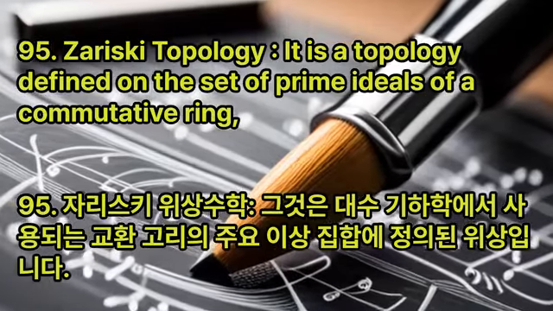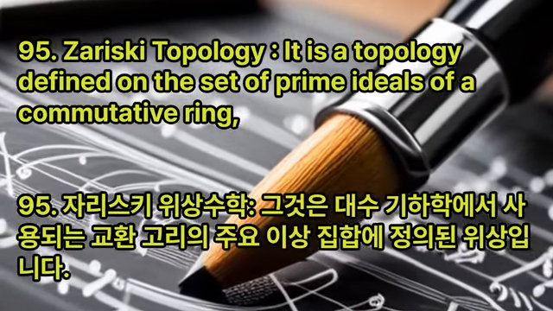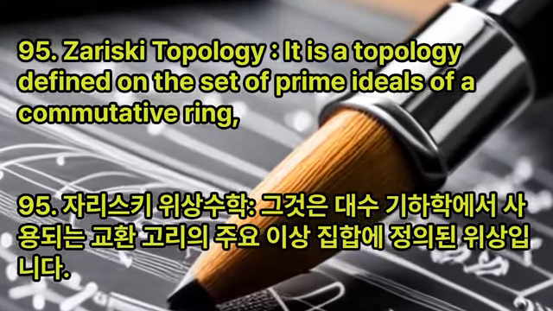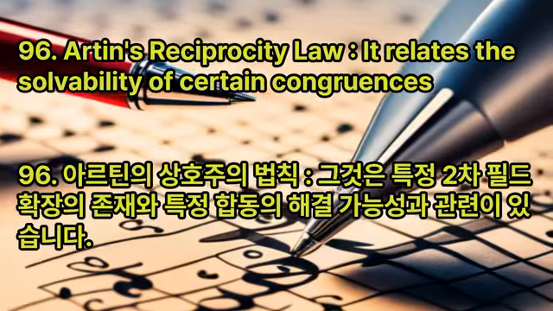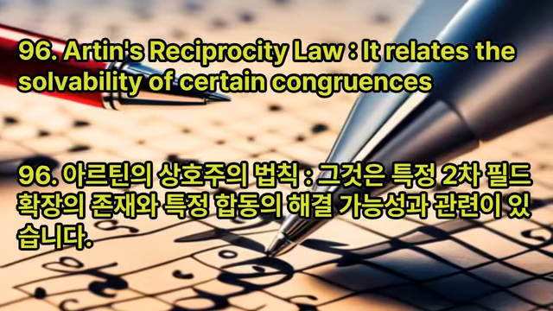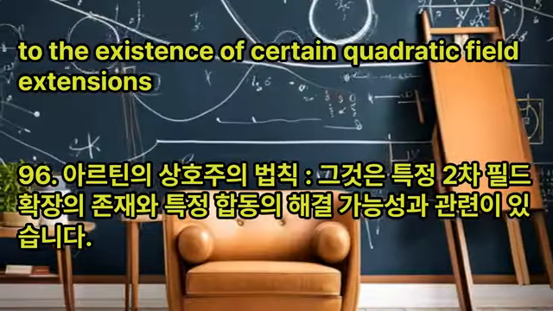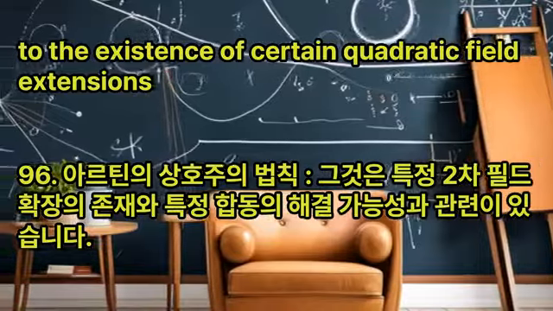95. Zariski topology. It is a topology defined on the set of prime ideals of a commutative ring, which is used in algebraic geometry. 96. Artin's reciprocity law. It relates the solvability of certain congruences to the existence of certain quadratic field extensions.